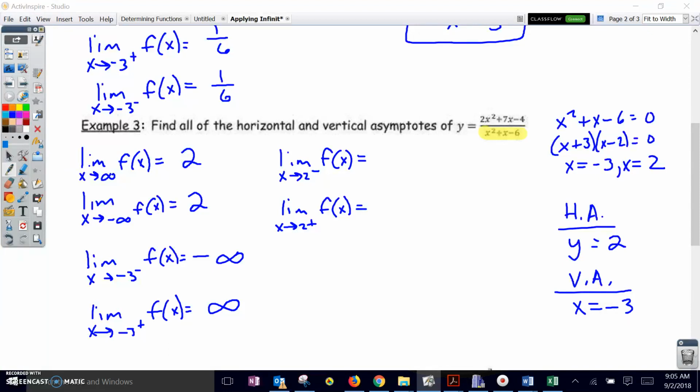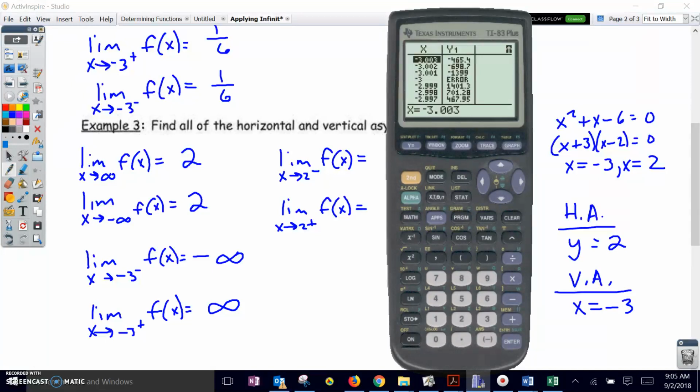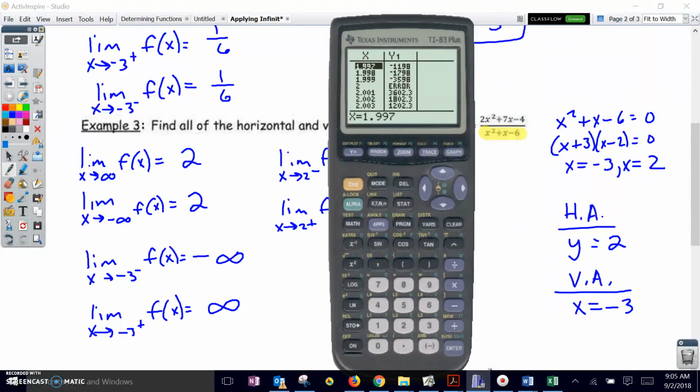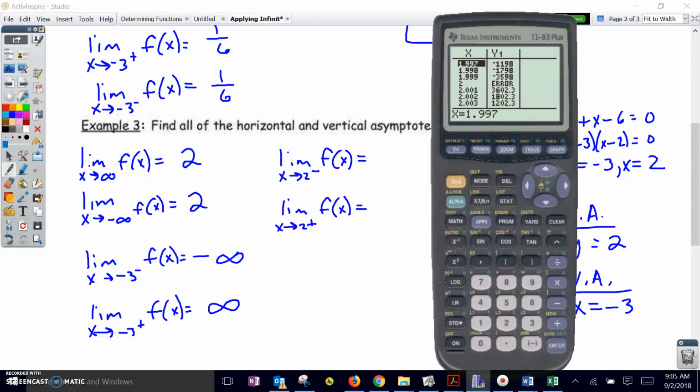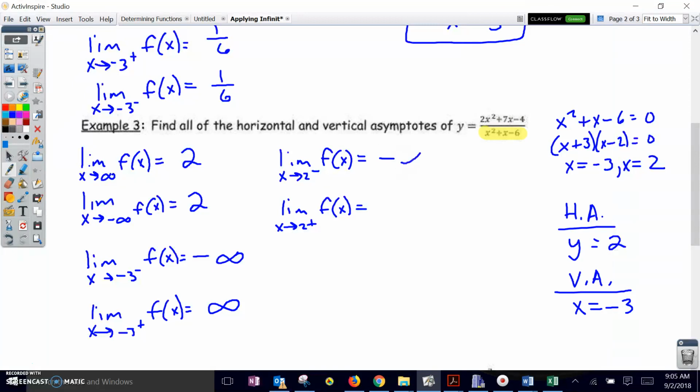And then I'll go ahead and do the same thing at x equals 2, set up my table. And it looks like we're approaching negative infinity from the left and positive infinity from the right. And so x equals 2 is also a vertical asymptote.